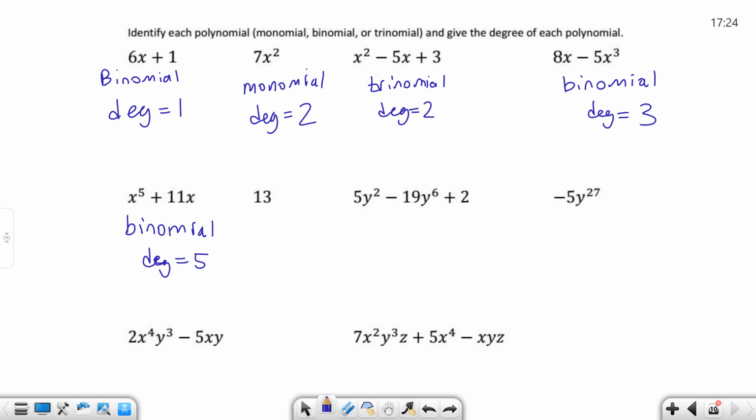What about 13? 13 is just one number, one term. So it is a monomial. And its degree is 0. You don't have a variable, so there's none there, so its degree is 0. The next one is a trinomial. It's 3 terms. And its degree is what? Well, you have 2, 6, and 0, so 6 is the biggest one.